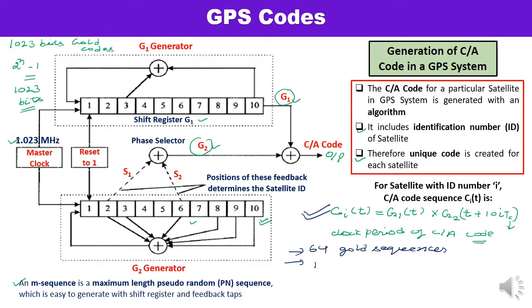It means a total of 100 Gold sequences could be created. And it has been observed that out of these 100, not all the sequences have sufficiently low cross correlation, and only 37 sequences are actually used in the GPS system. So this is how you can explain how the coarse acquisition code is generated in a GPS system.